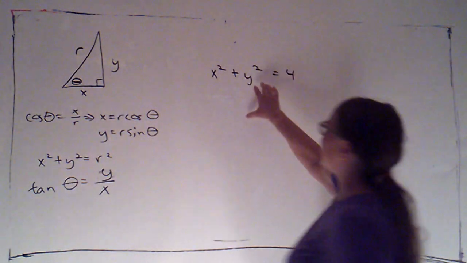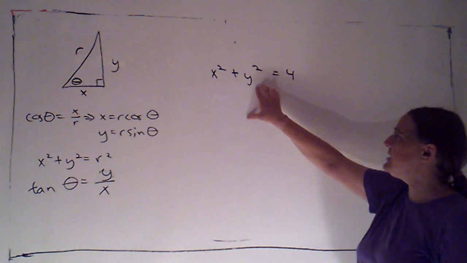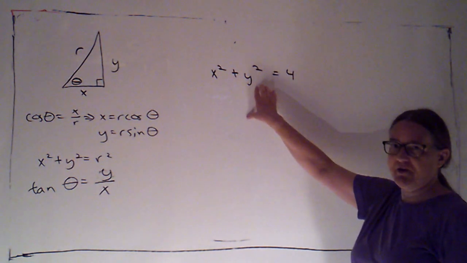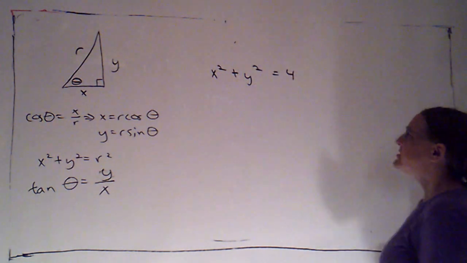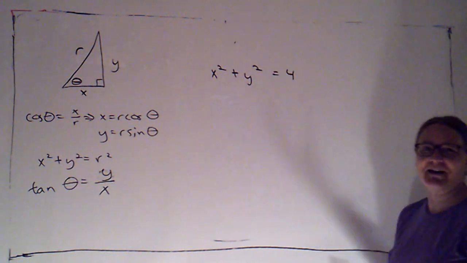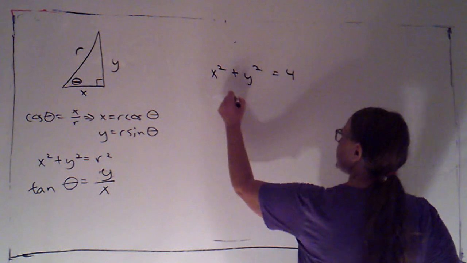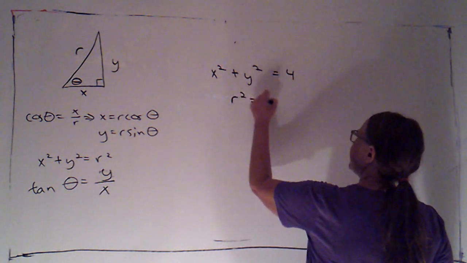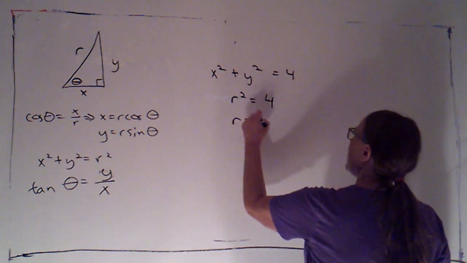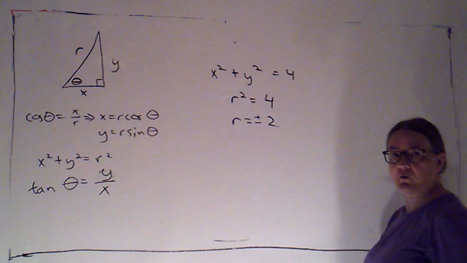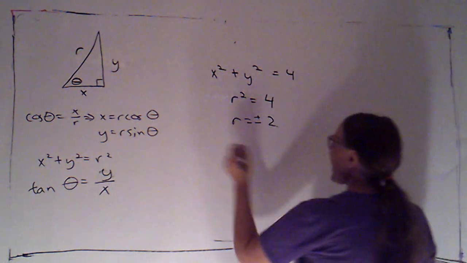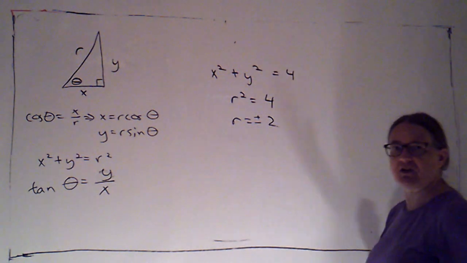I've got this equation in rectangular coordinates. Now I know that's the graph of a circle centered at the origin of radius 2. So again, just from knowing that, I might be able to get an equation in polar coordinates. But notice x squared plus y squared is just r squared. So r squared is 4, r is plus or minus 2, and actually either of those would be sufficient.